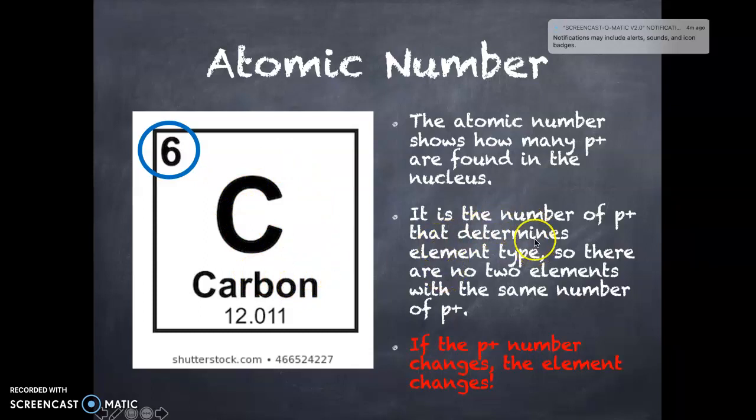It's the number of protons that determines the element type. So there will be no 2 elements that have the same number of protons. Every single element will have its own unique number of protons. If the proton number changes, then the element will also change.